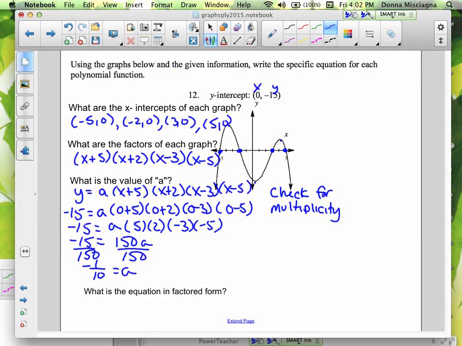And the equation in factored form will be f of x equals -1/10 times x plus 5 times x plus 2 times x minus 3 times x minus 5. And there we go. We're done with this one. All right, so you're going to follow the same set of steps all the time, so it's not really very, very difficult at all.